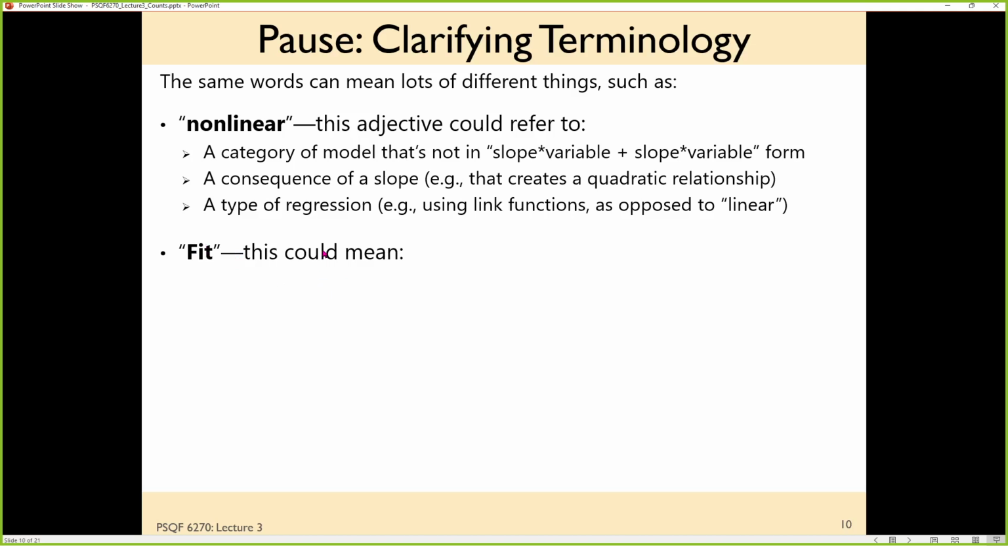So I want to point out all the different ways in which these two words are used to mean different things. So people talk about sometimes having a nonlinear model. That could mean a model that's not in the linear additive form that we're used to, like slope times variable plus slope times variable. A truly nonlinear model would have exponents and ratios and stuff in it. A nonlinear model could also be described as a consequence of a slope. So if I put in a quadratic slope to make a bendy line, that could be nonlinear to some people. Or a type of regression.